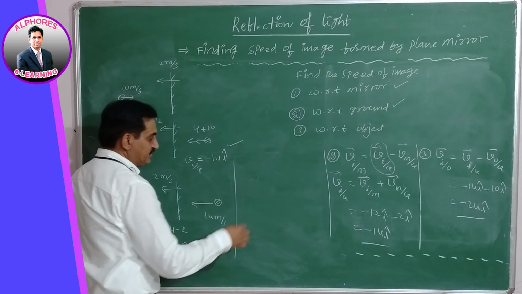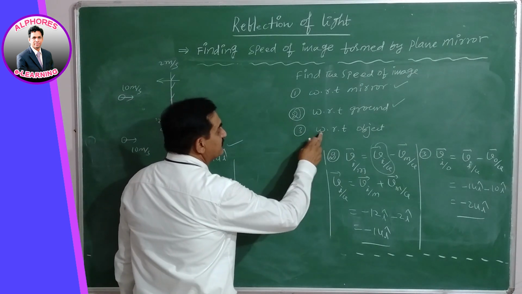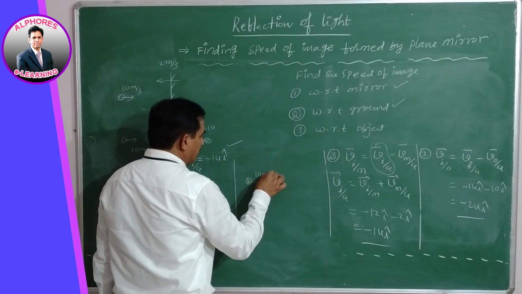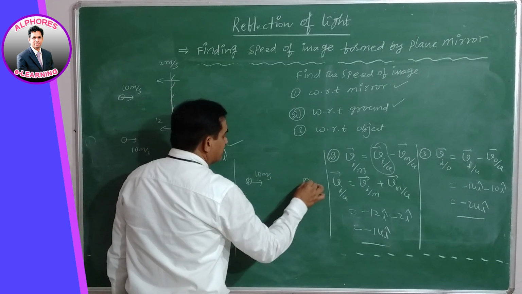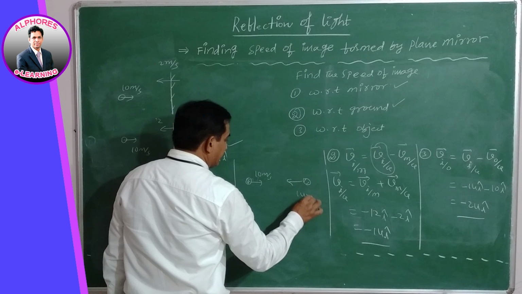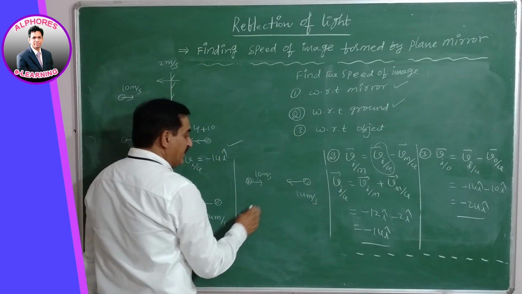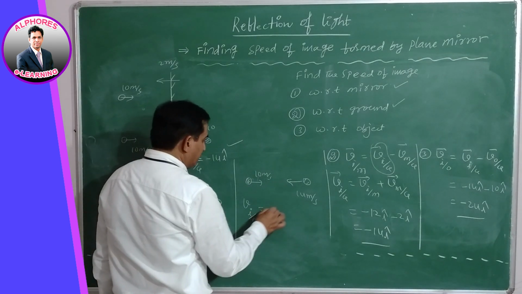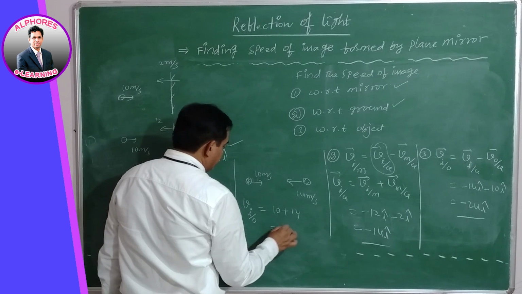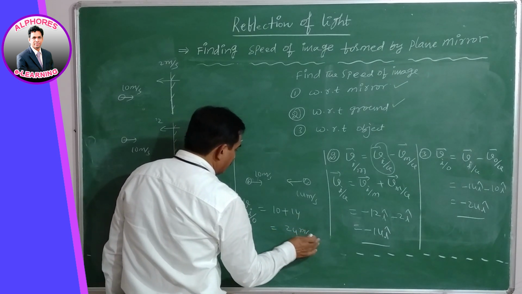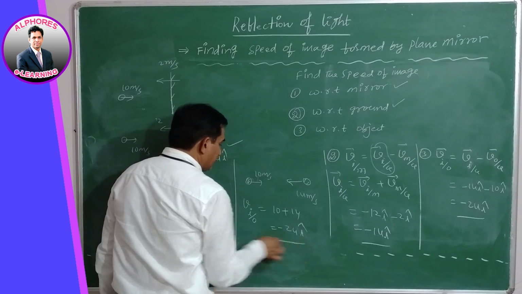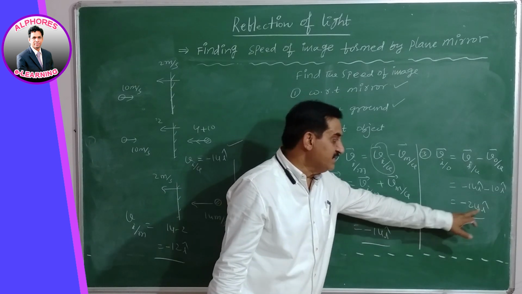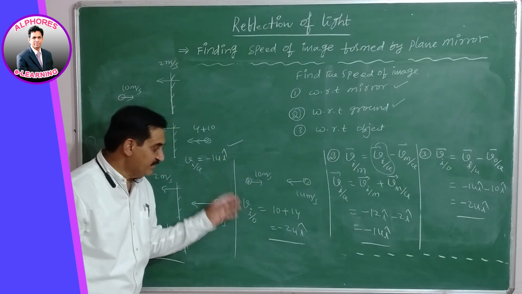Okay, go for the third question: speed of image with respect to object. Now, the object is moving with a speed of 10 meter per second and the image is moving with a velocity of 14 meter per second. They are moving in opposite directions relative to each other. Image with respect to object is equal to 10 plus 14, which gives 24 meter per second. Of course, in vector notation, that is minus 24i. We can verify by the vector method, it is minus 24i. The same answer we obtained by the general method.